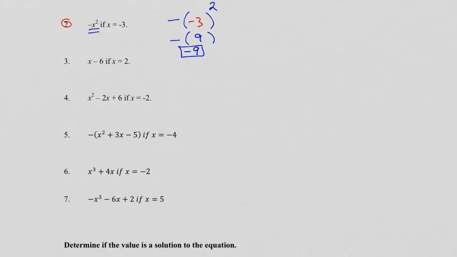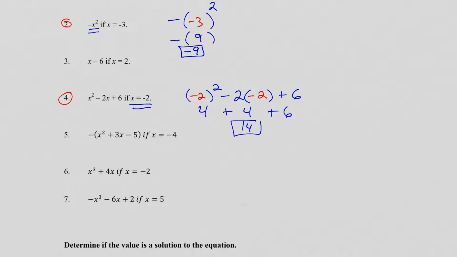Number 4, we have a trinomial, polynomial, and so we need to put negative 2 in for the expression. So anytime there's an x, you're going to put parentheses and insert the value that we're trying to get here. Okay, so this is 4, this is a positive 4, and we have 14. Okay?